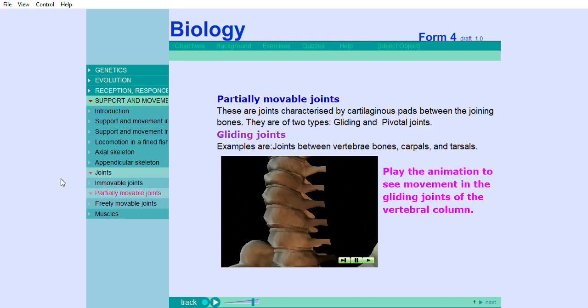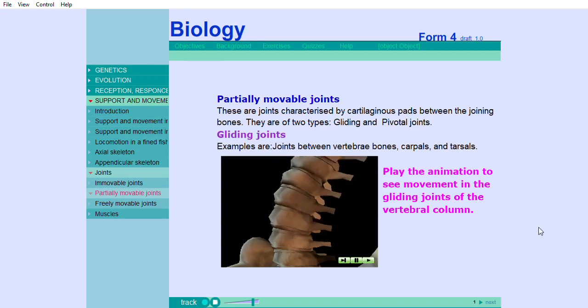Partially movable joints. These are joints characterized by cartilaginous pads between the joining bones. There are 2 types, gliding and pivotal. Gliding joints. For example, joints between vertebrae bones, carpals, and tarsals. Play the animation to see movement in the gliding joints of the vertebral column.